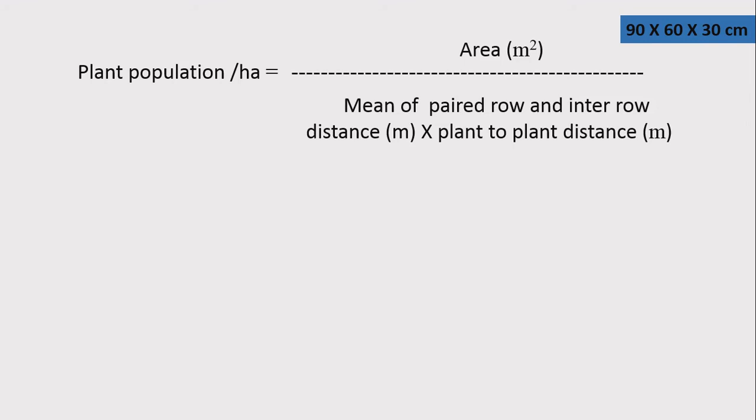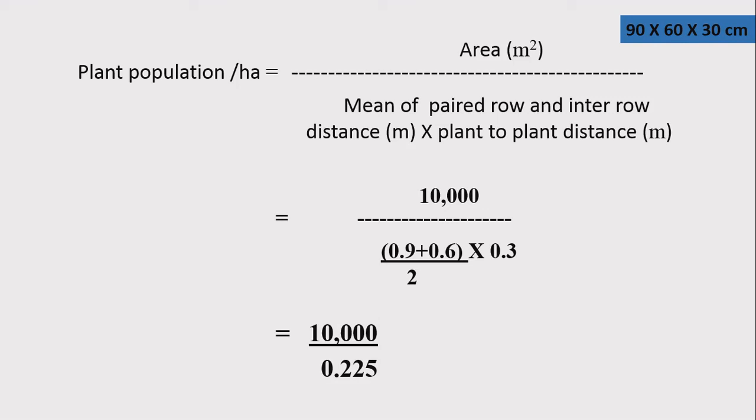Next, now the solution is: plant population per hectare is equal to area in meter square divided by the mean of paired row and inter-row distance into plant to plant distance, in meters. The solution is 10,000 divided by the mean of paired row and inter-row, which is 0.9 plus 0.6 divided by 2, means this is the mean of the paired row and inter-row distance, into plant to plant distance, which is 0.3, which gives 10,000 divided by 0.225. This all calculation results to 0.225. The solution is 44,444 plants per hectare.